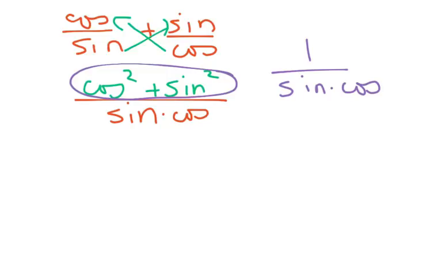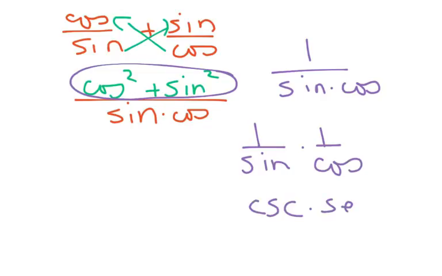I can also write this as 1 over sine times 1 over cosine, which is what we wanted, or we could write this as cosecant times secant. So either one of these is fine.